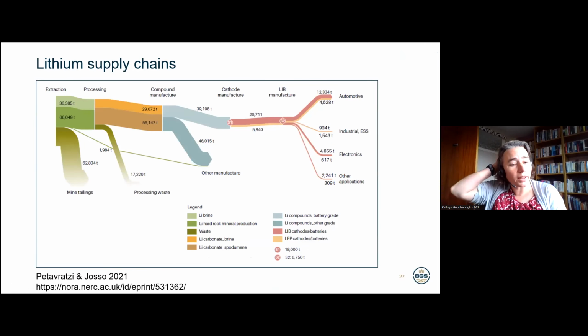And this is just another way of showing that you start out by extracting substantial amounts of brine or hard rock, but you have a lot lost to mine tailings, so to waste in the mine. That's your gangue minerals that you can't use. That all goes for processing. Again, you have some loss to processing waste, and then that material goes off into batteries or perhaps into manufacture of other things that need lithium. So you have to mine an awful lot of material in order to eventually produce the batteries that you need at the end.